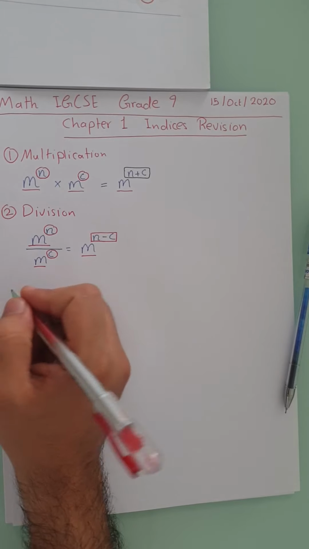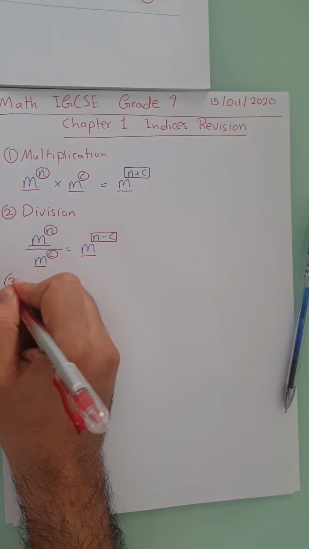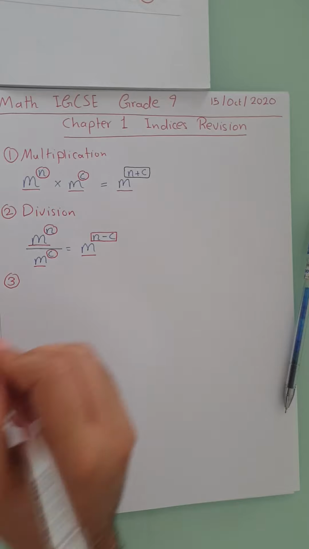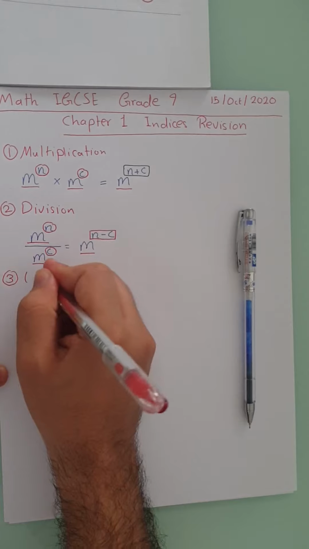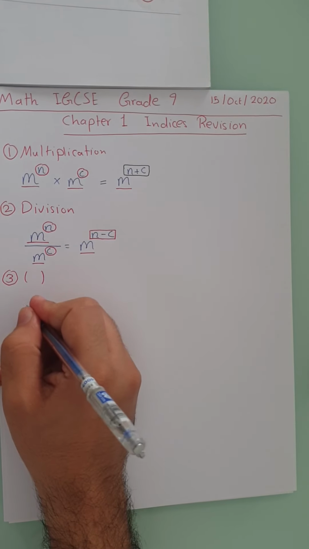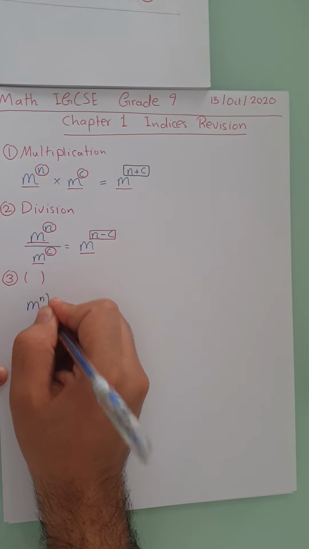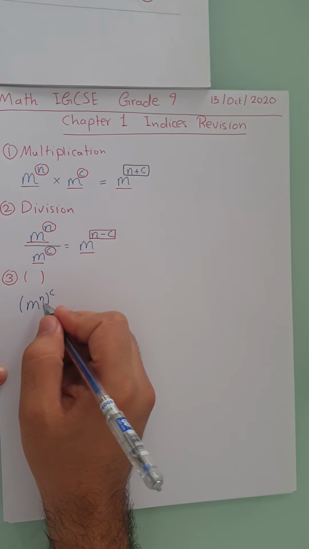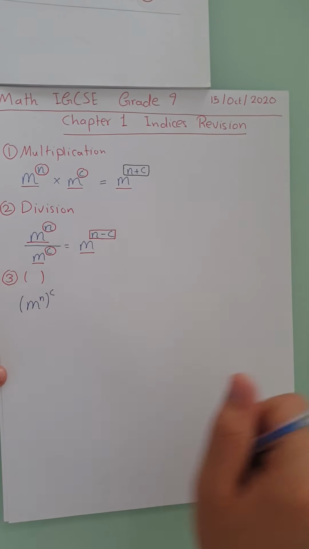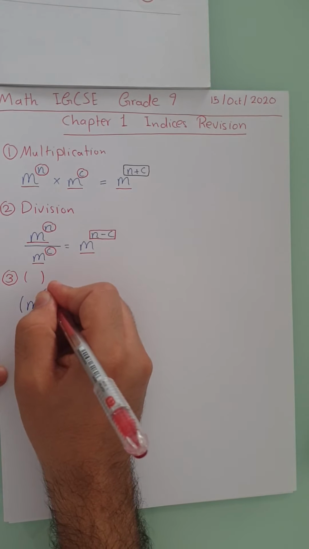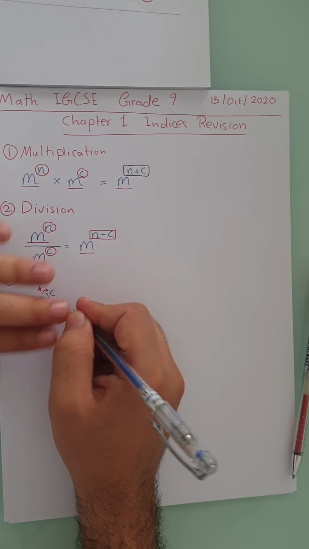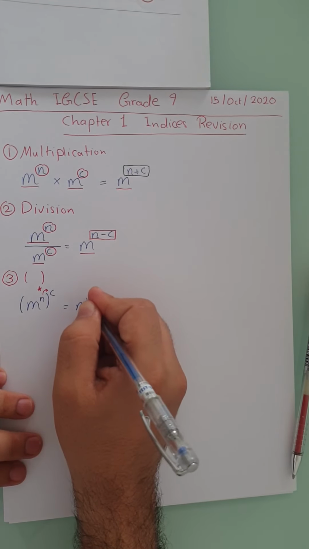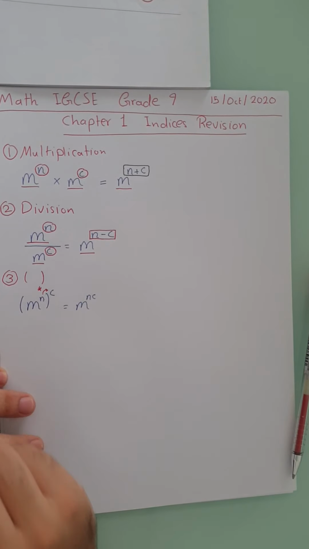Rule number 3. If we have brackets, for example, if I have m to the power of n, bracket, to the power of c, that means a power to the power of something, what shall happen here? We multiply n times c. So it's going to be m to the power of nc. nc means n times c.